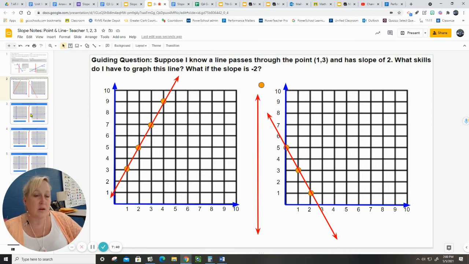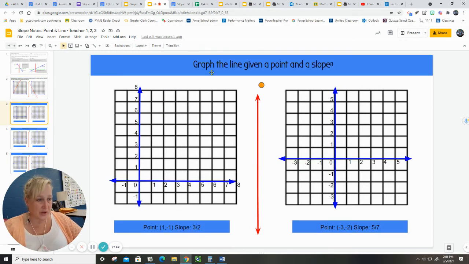Ta-da. We got another example for number 3. Graph the line given a point and a slope. So my point is 1, -1. I'm going to drag this over here to 1, -1, and my slope is 3, 2. Well, now I'm going to try to be smart. I'm going to drag my point to where it was. I'm going to do my slope.